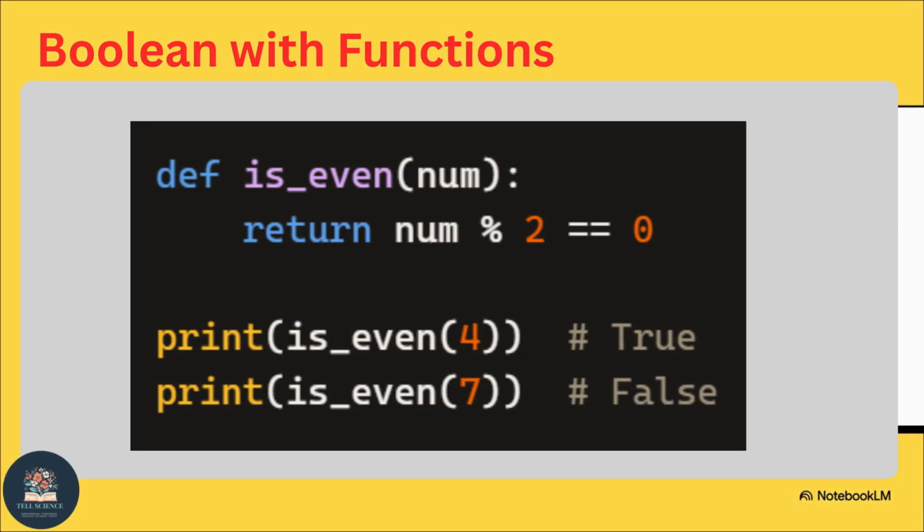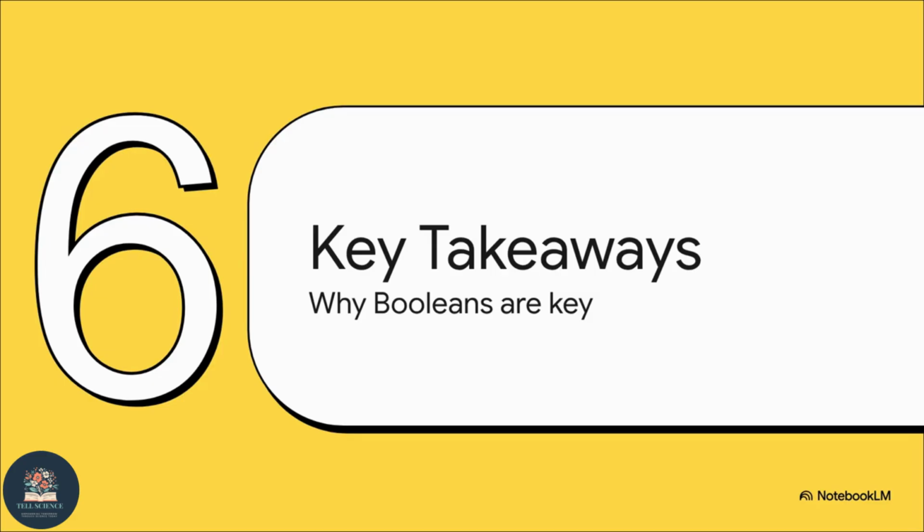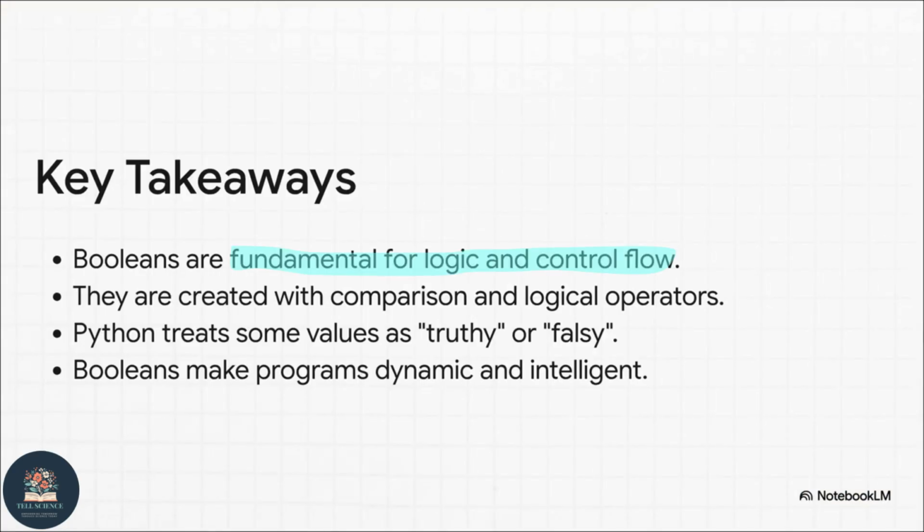So, we've covered a lot of ground here, all the way from the basic definition of true and false to how they power some really complex logic. Let's just quickly recap the most important points to remember. First, just remember that Booleans are the absolute foundation of decision-making in your code. Second, we create them using those comparison and logical operators to ask questions about our data. Third, don't forget that powerful concept of truthy and falsy values, where empty means false. And finally, all of this comes together to make our program smart, dynamic, and able to react.